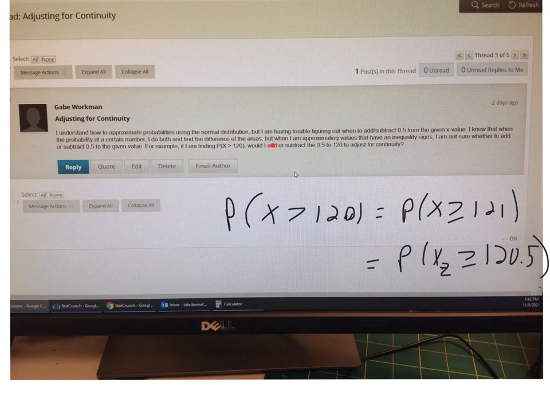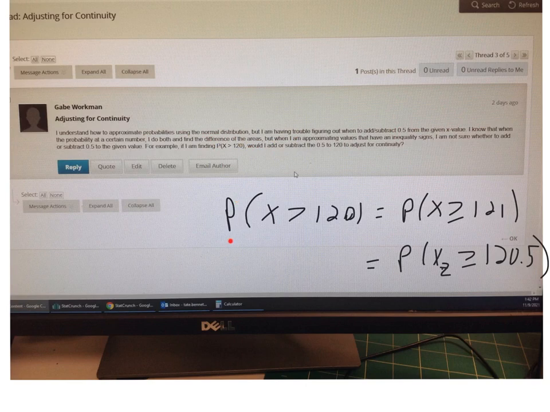So I saw your question, where you want to use a normal distribution to approximate a discrete binomial distribution. You're having trouble knowing when to add or subtract the 0.5 to x. So in your example, the probability when x is greater than 120, well, that would mean 121, 122, etc.